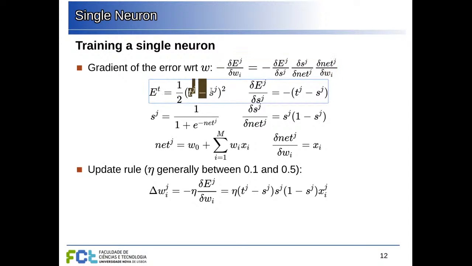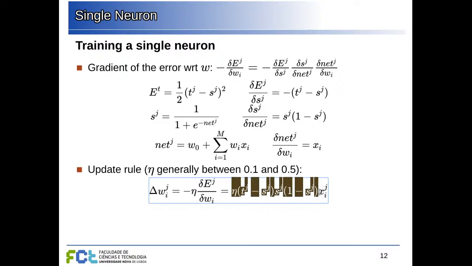So for the quadratic error, the derivative of the error with respect to the output of the neuron is this one, so minus the target minus the output. The derivative of the output of the neuron with respect to what goes into the sigmoid function is the derivative of the sigmoid function, so it's this one here. And then the derivative of the weighted sum with respect to the weight is simply the value of the input, because that's what we're multiplying by the weight. So we can chain all of this and we have this expression.